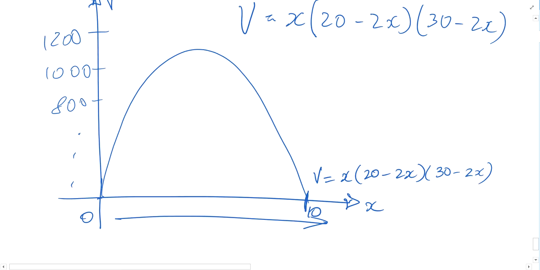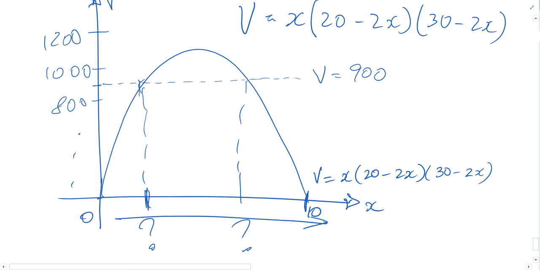So out of all this information, we are only interested in one volume. What is that volume? 900. So from our graph, we search for 900, which is over here. Draw a dotted line across. This is volume equals 900. If we have two graphs, we are always interested in finding the intersection points. Meaning over here, this value and this value.